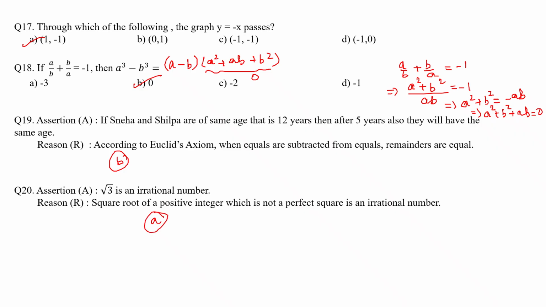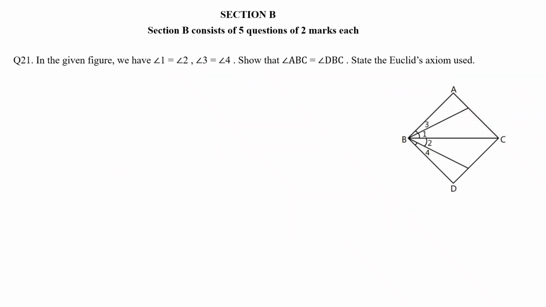So now I have covered 20 MCQ questions. Each question carries 1 mark. Now I am moving to 2 mark questions. Okay, so let's begin with section B, which is 2 mark questions. So now I'm going to start with section B. Section B will have 5 questions and each question will carry 2 marks.